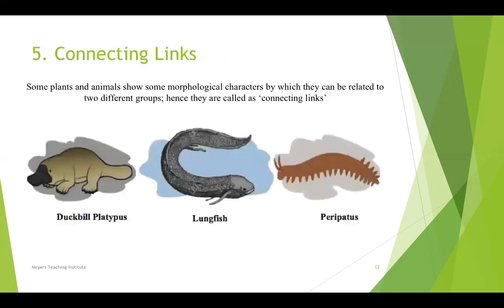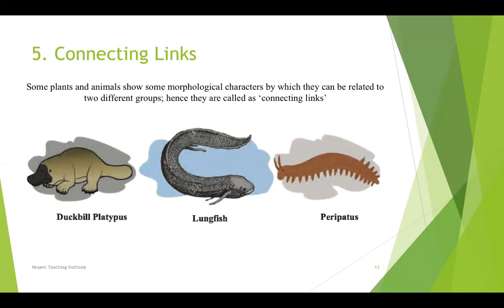Coming to the next evidence, the connecting links. Some plants and animals show morphological characteristics by which they can be related to two different groups, hence they are called connecting links. For example, peripatus. Characteristics like segmented body, thick cuticle, and parapodia-like organs are present. Similarly, this animal shows tracheal respiration and open circulatory system similar to arthropods. This indicates that peripatus was the connecting link between the Annelida and the Arthropoda phylum.